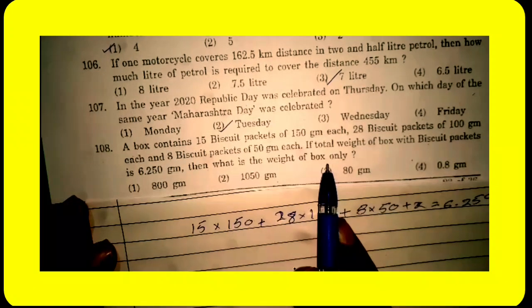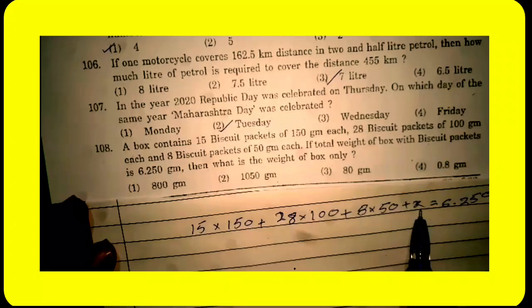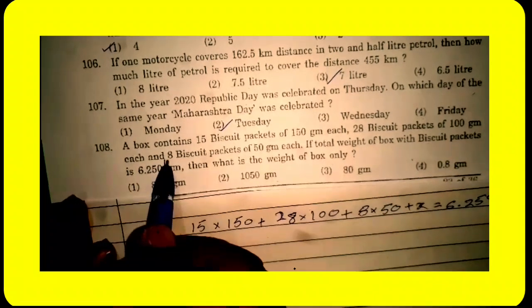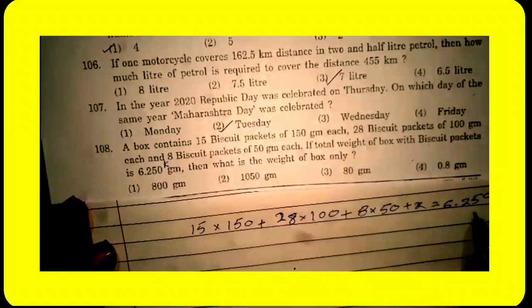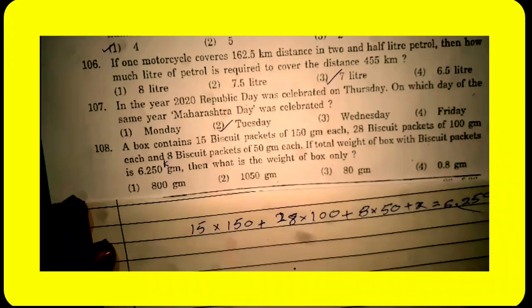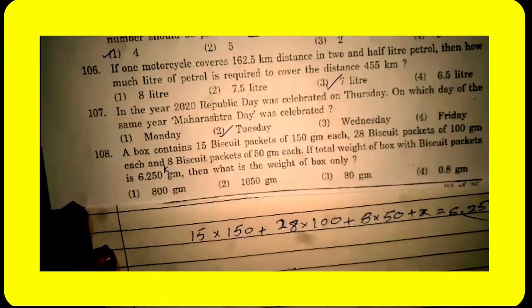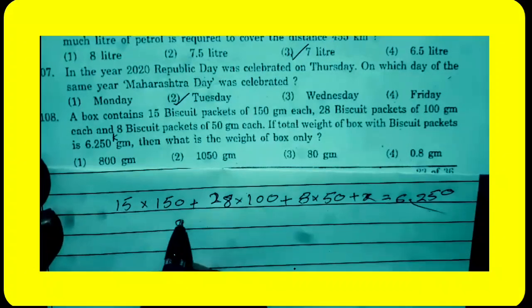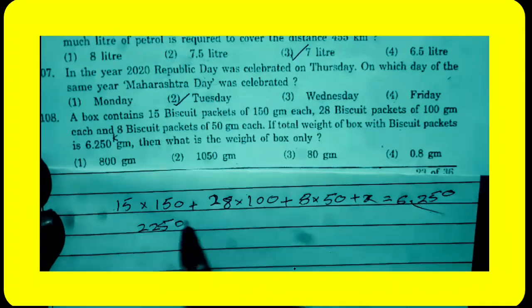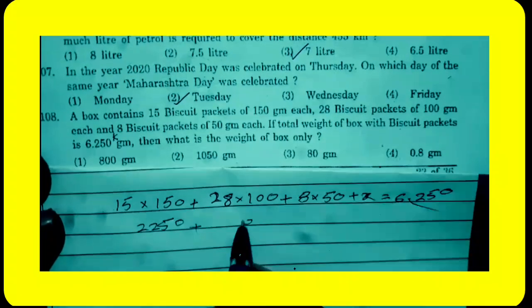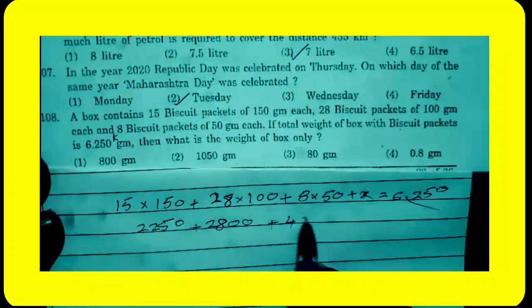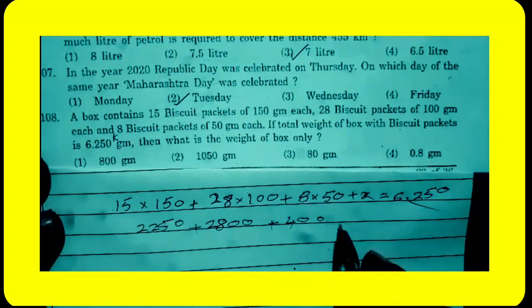And weight of only box is X, suppose. And this is mistake. This is kilogram total. So we can cancel this. Calculate 25 square is 225. 28 plus 8 times 50 is 40.